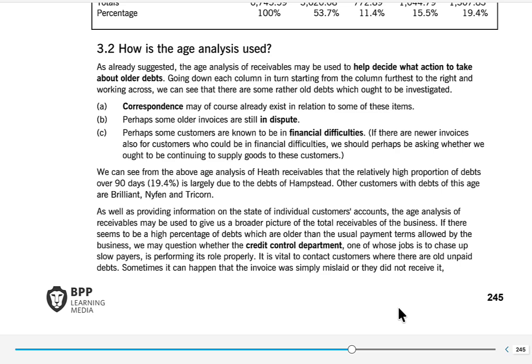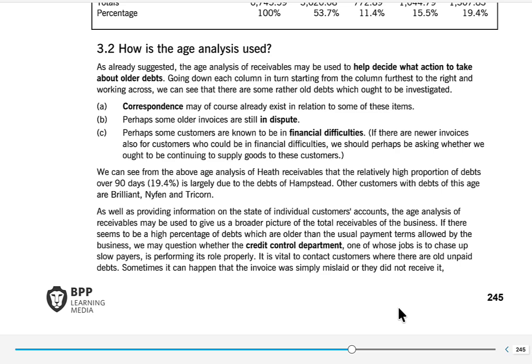How the business reads the report, left to right. The book tells you to read the columns starting from the column furthest to the right and then work across. Why? Because the right side holds the oldest debts, and those are usually the most urgent. So the practical order is, first, over 90 days, then up to 90 days, then up to 60 days, then up to 30 days. The basic idea is, older equals riskier.